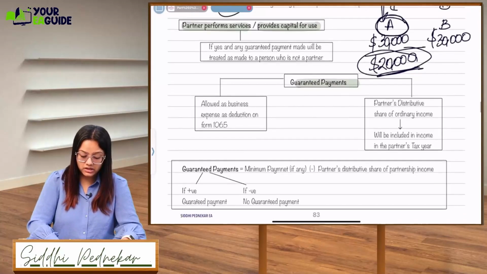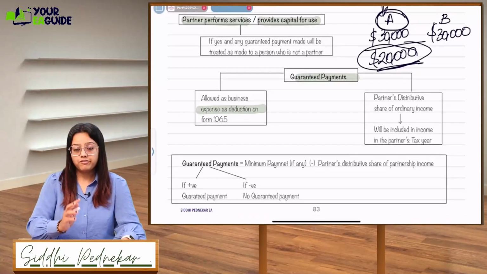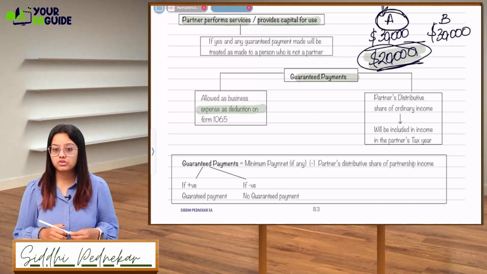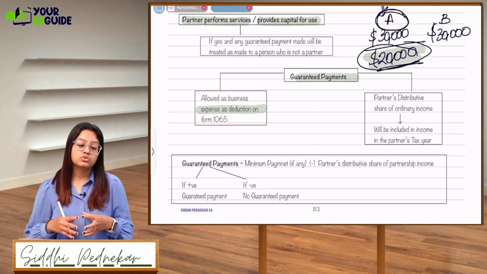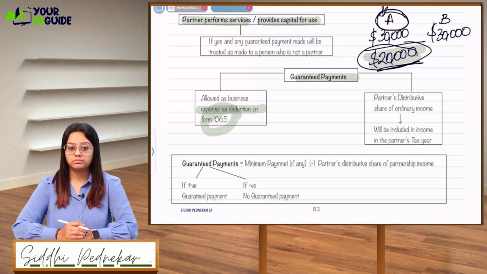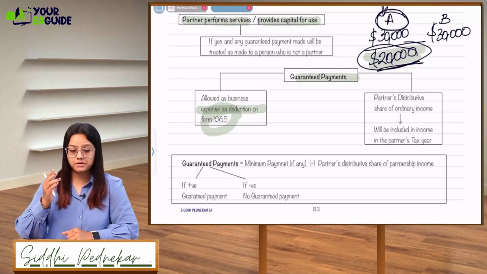Guaranteed payment allowed as a business expense. When a partnership firm is paying this extra 20,000, this extra guaranteed payment, that much will be allowed as a business expense as a deduction on a 1065 form. Okay, got it? On the first page it will be allowed.